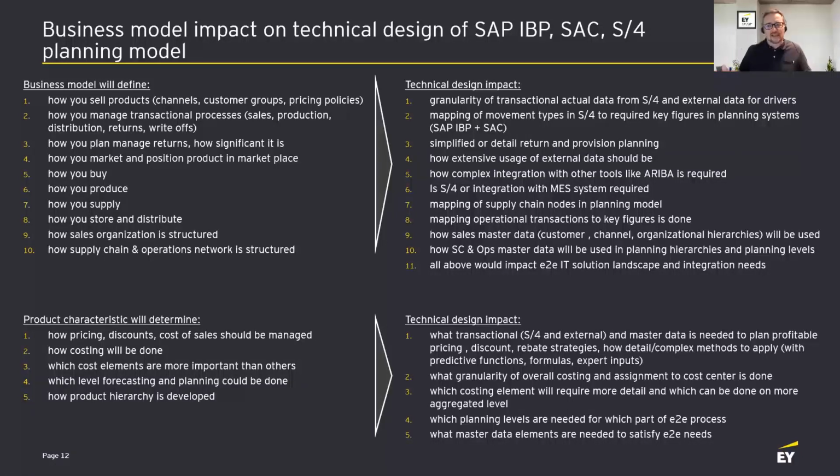Last but not least is really putting into the whole landscape and the technical architecture those systems which need to be taken care of in the overall enterprise business planning. On the bottom, we actually as well list some examples of what type of product characteristics will have an impact on the technical design. An example of it is how the pricing, discounts, and cost of sales should actually be made for the specific group of products.